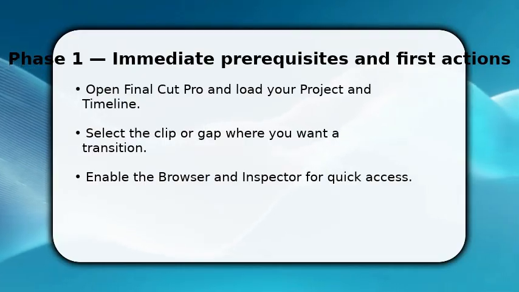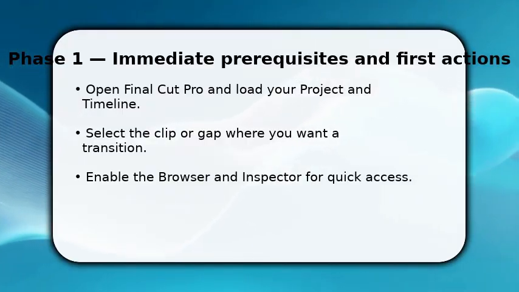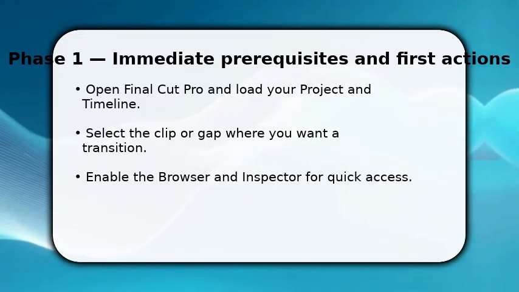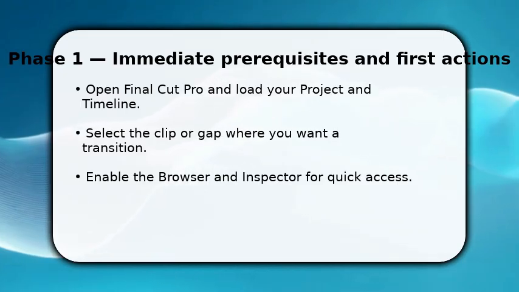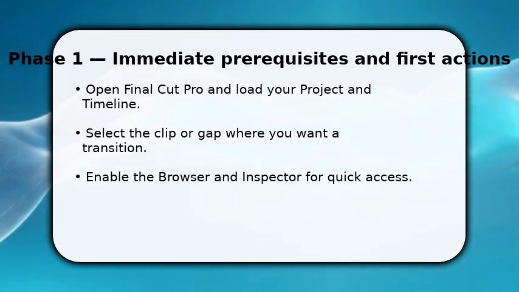You start inside Final Cut Pro with your project open, select the clip or the gap in the timeline where a transition belongs. Use the browser to preview clips and make sure the inspector is visible so you can adjust parameters later. Once done, skim clips in the browser to find matching in and out points. This speeds decision-making. You want clean cuts first, because a poor edit point will make any transition look wrong.